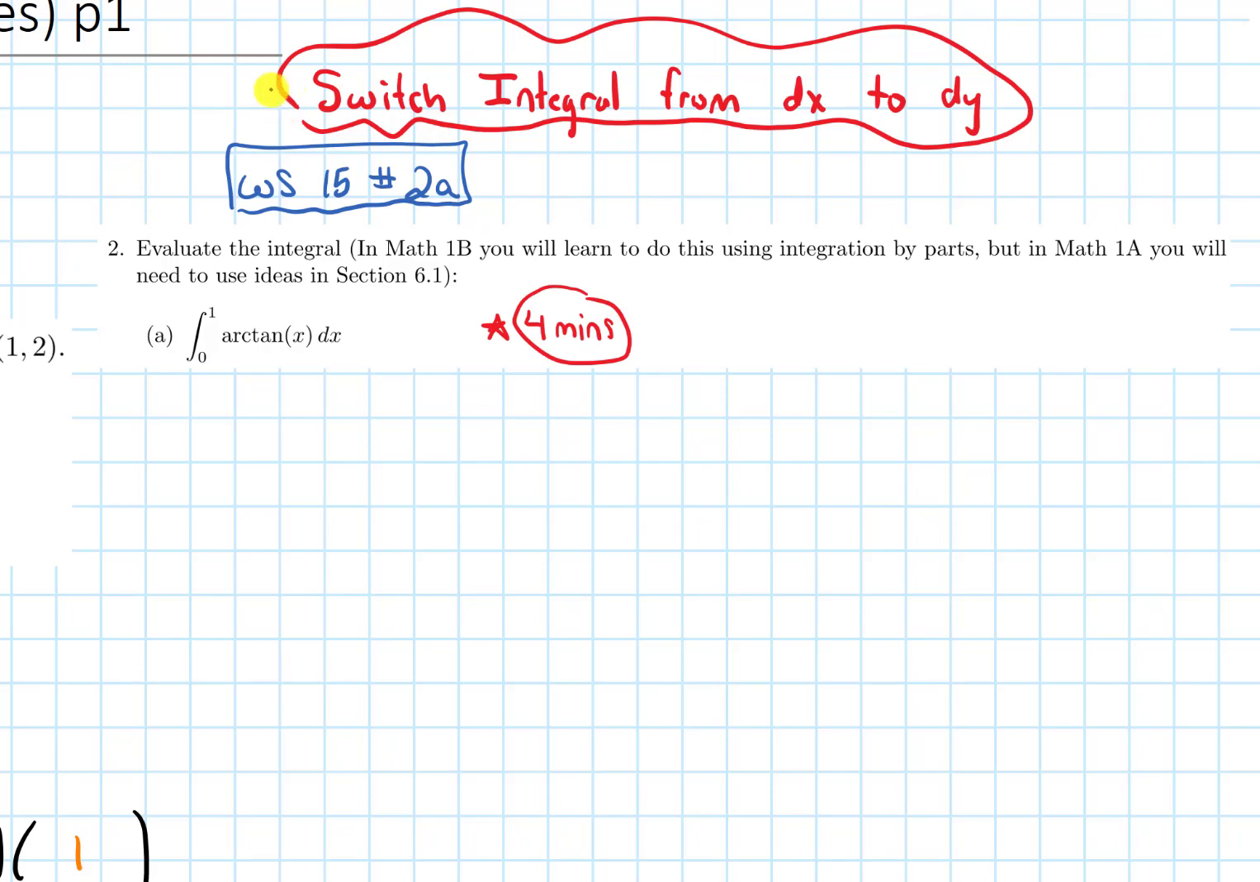In this discussion video, we'll do an example where we have to switch an integral from a dx integral to a dy integral to be able to evaluate it. So this question says evaluate the integral from 0 to 1 of arctan of x dx. This isn't a function that I know how to take the antiderivative of, at least not yet.